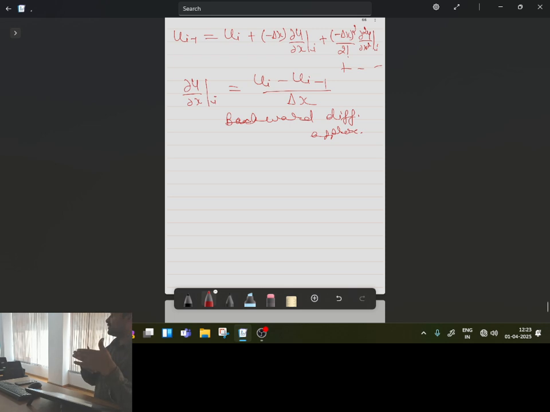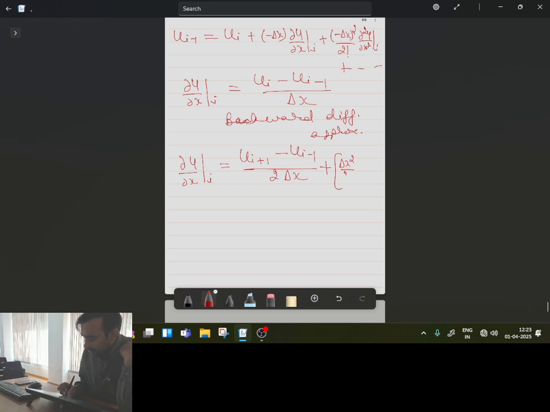Okay. Now if you do the other arrangement, whatever this forward equation I have written and backward equation I have written, if you subtract these two, so if you do equation 1 minus equation 2, you will get del u by del x at point I equal to u at point I plus 1 minus u at point I minus 1 divided by 2 delta x, and plus whatever the highest order term I will get now, delta x square by 3 factorial into del cube u by del x cube at I. Okay. So what is the order of accuracy over here?